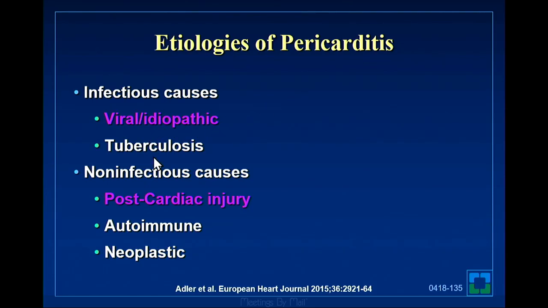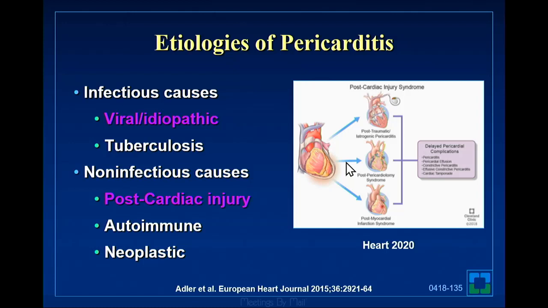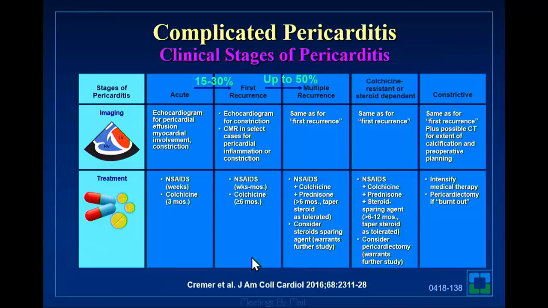If you live in India, it'll be tuberculosis. But more importantly is, I always pick on Dr. Kanj, but post-cardiac injury, when you have an ablation gone bad, we heard a lot about, you have to be in sinus rhythm, but more and more procedures, PCIs, open heart surgery, can cause recurrent pericarditis. We shouldn't forget about autoimmune like lupus or neoplastic disease.